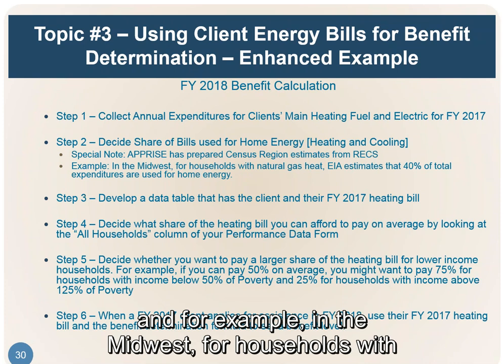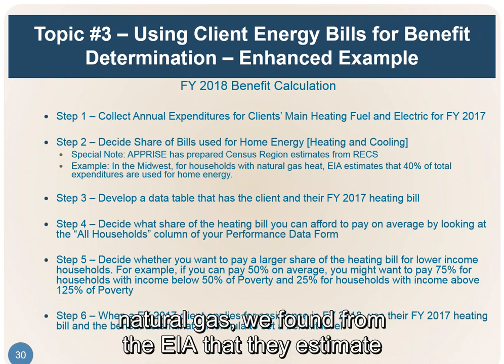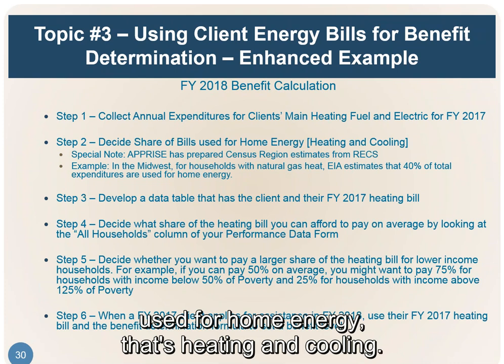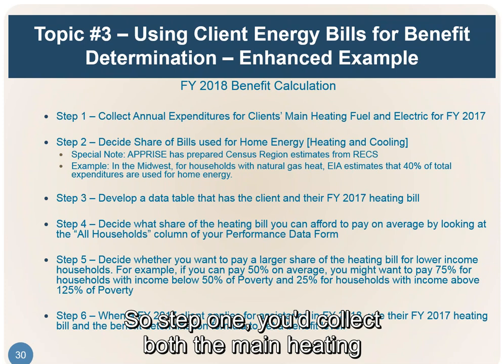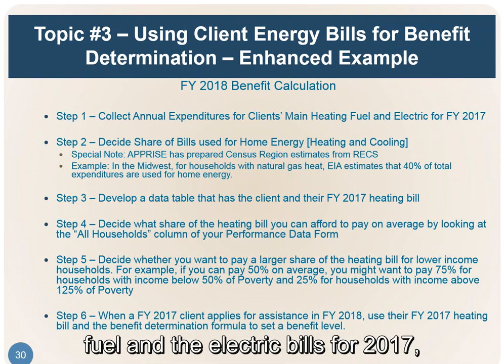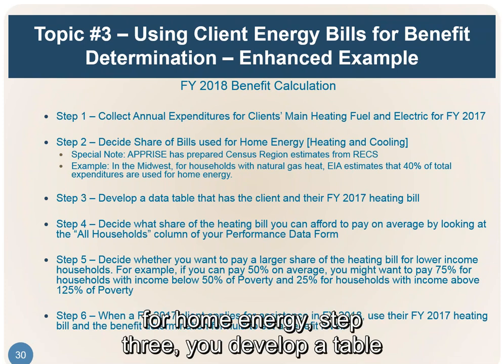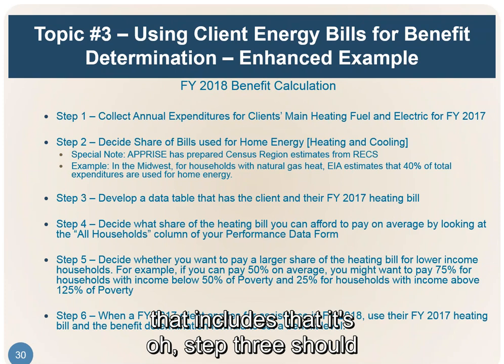And for example, in the Midwest, for households with natural gas, we found from EIA that they estimate that 40% of total energy expenditures are used for home energy. That's heating and cooling. So step one, you'd collect both the main heating fuel and electric bills for 2017. Step two, you decide what share of bills are used for home energy. Step three, you develop a table that includes that info.